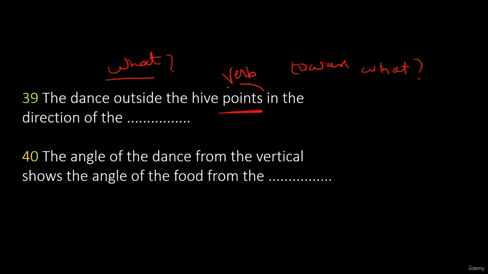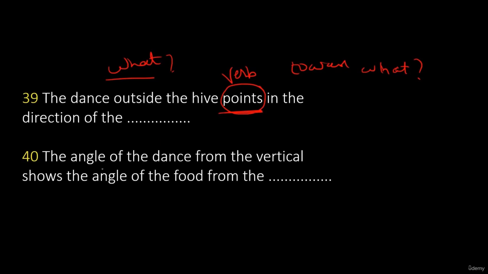You have to just remember the word points. So, the dance outside the hive points in the direction of something. What points towards what? You have to remember just this much. You go back to the passage, you look for something pointing towards something. That means the dance outside the hive points towards the direction of something.